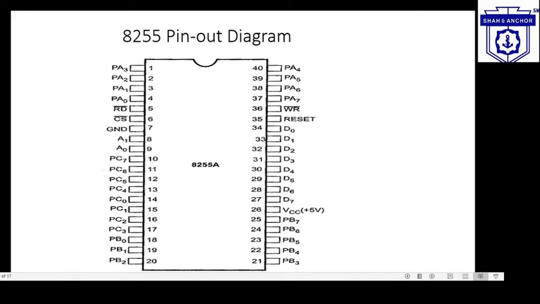Then it has a total of 8 data pins, D0 to D7, that is pin number 34 to pin number 27. All pins perform only one function at a time in 8255.